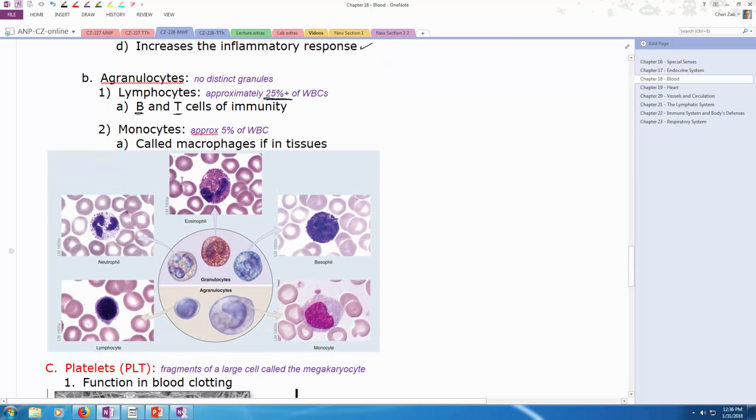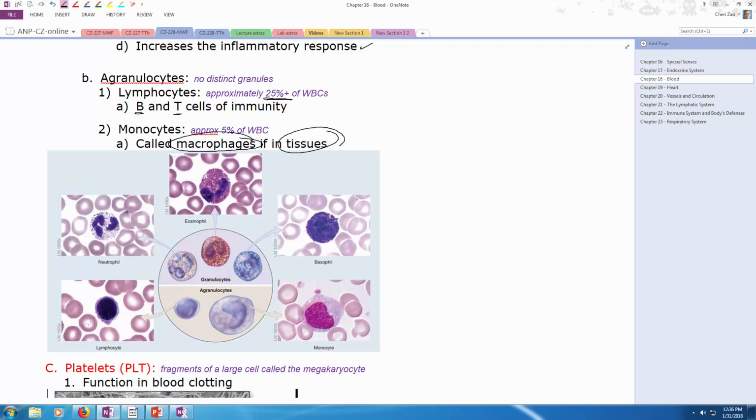Monocytes are about 5% of our WBC count, and when they are in the soft tissues, they are called macrophages. So in the bloodstream, you can easily identify them as monocytes, but once they get in the soft tissues, you can't identify them as monocytes anymore because they are now macrophages and phagocytic cells.